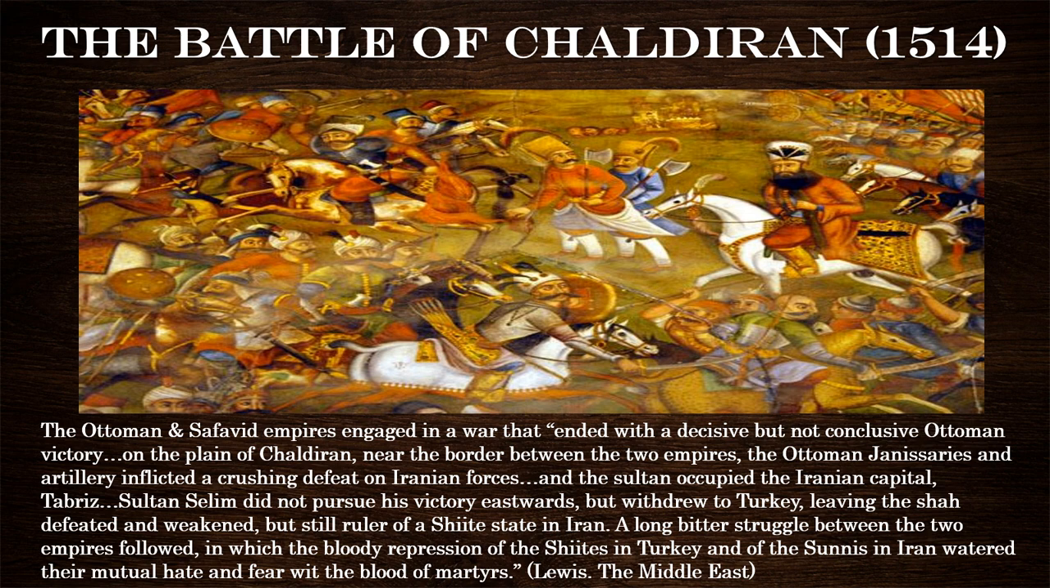The Ottoman janissaries and artillery inflicted a crushing defeat on Iranian forces, and the Sultan occupied the Iranian capital, Tabriz. Sultan Selim, who was the Sultan at the time, did not pursue his victory eastwards, however, but withdrew back to Turkey, leaving the Shah defeated and weakened, but still ruler of a Shiite state in Iran. A long, bitter struggle between the two empires ensued, in which the bloody repression of the Shiites in Turkey and of the Sunnis in Iran watered their mutual hate and fear with the blood of martyrs.